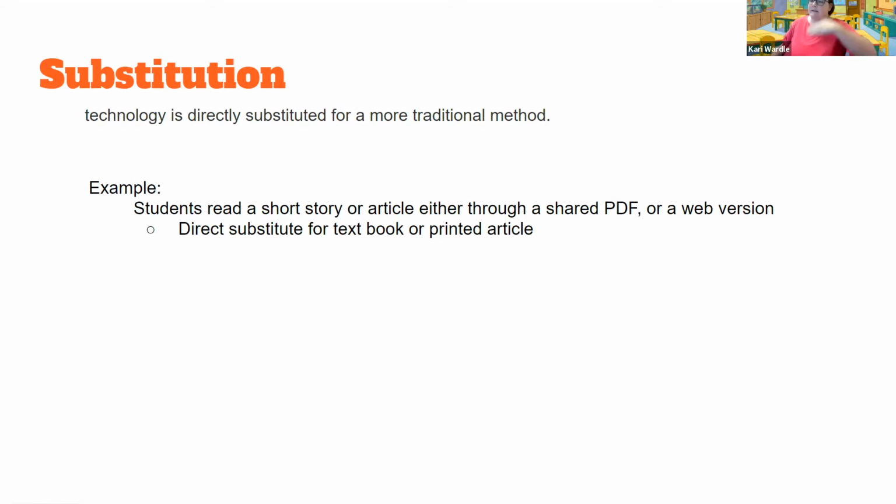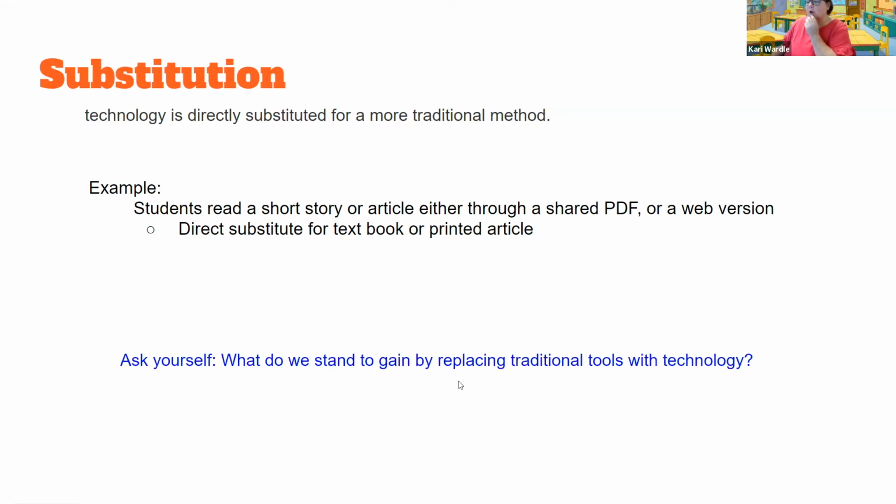And then just a question that you can ask yourself with this one is, what do we stand to gain by replacing the traditional tools with technology? So substitution isn't necessarily a bad thing. We don't want to live there all the time, right? I think of it often like Bloom's, right? You've got to start somewhere, and it's okay to be in those bottom rungs a little bit, but our goal is to get up higher, right? And so sometimes the only thing that I gained was I didn't have to make copies, right?